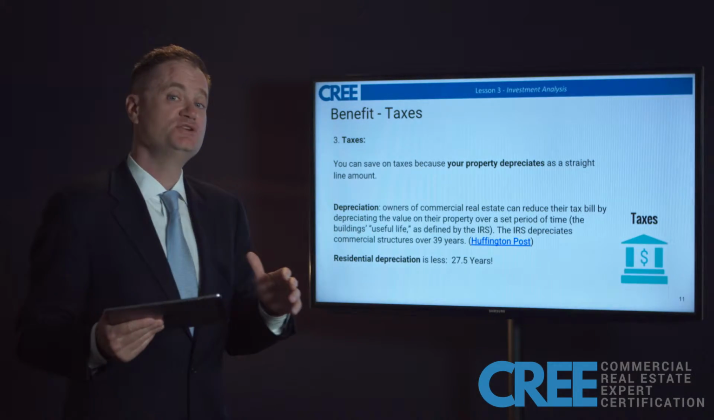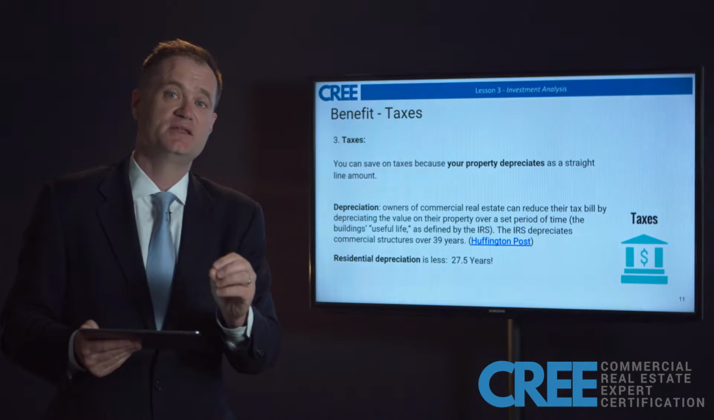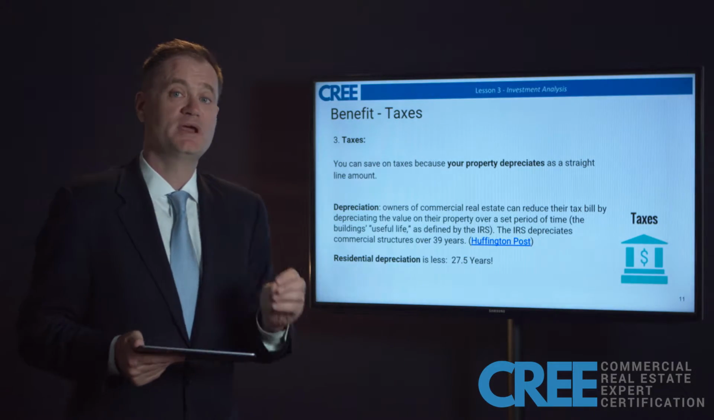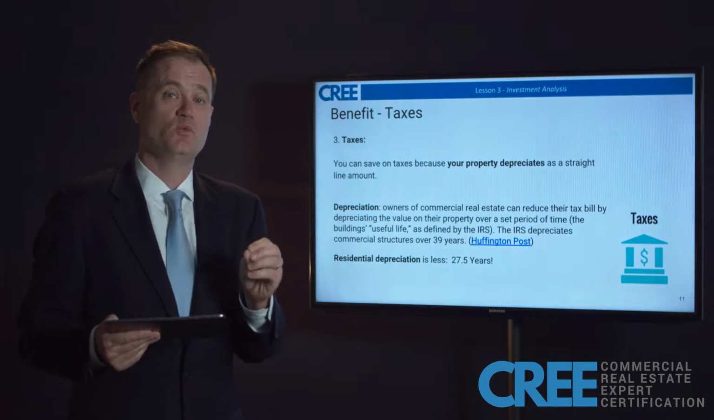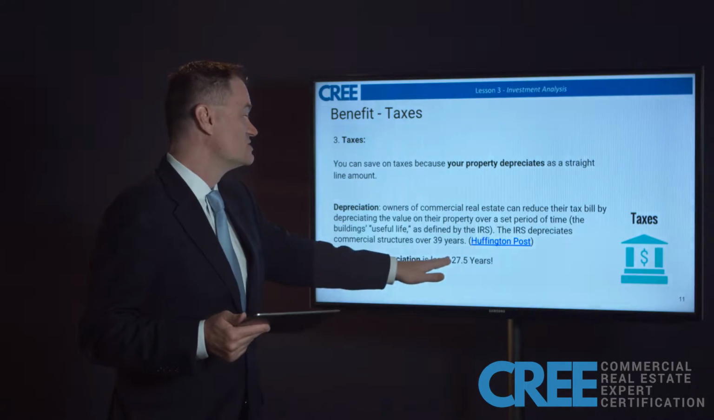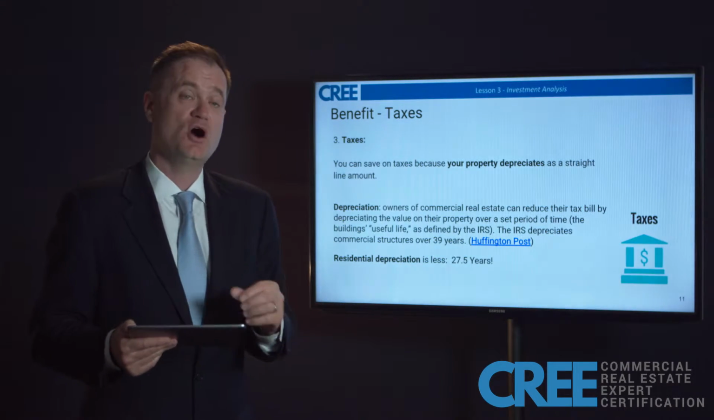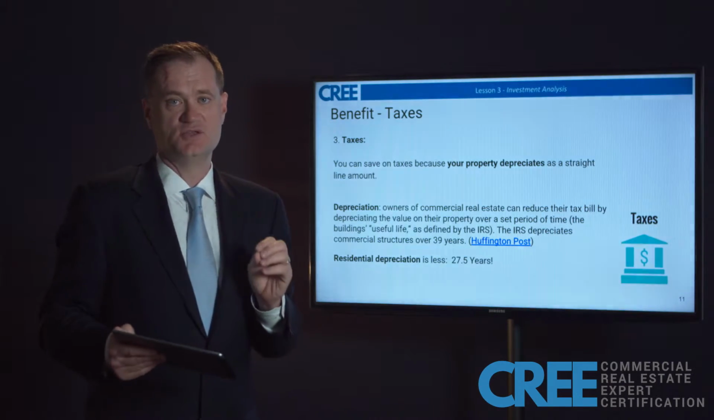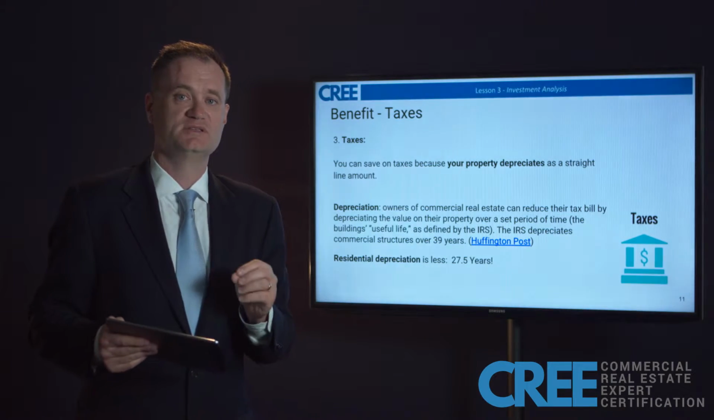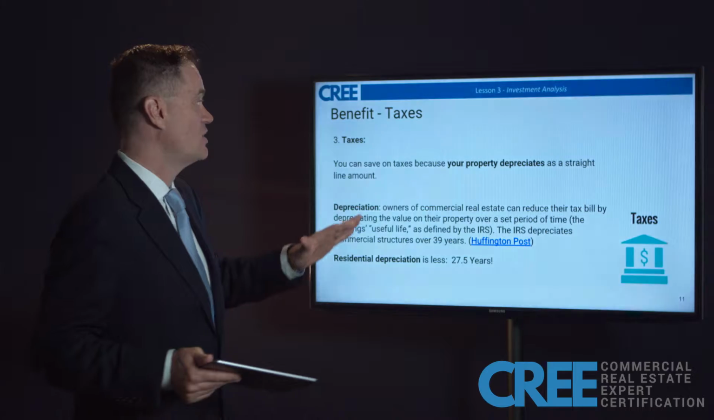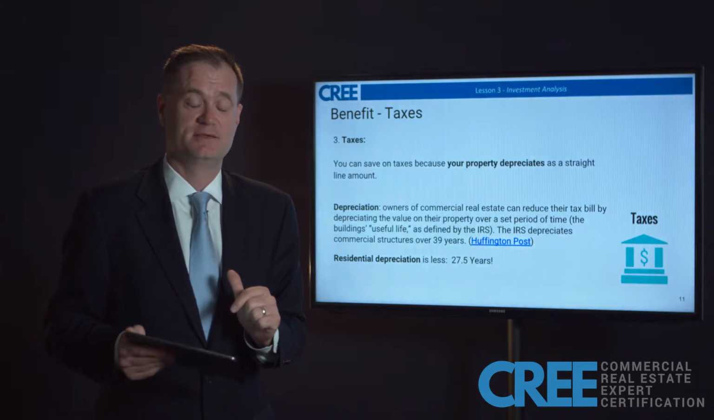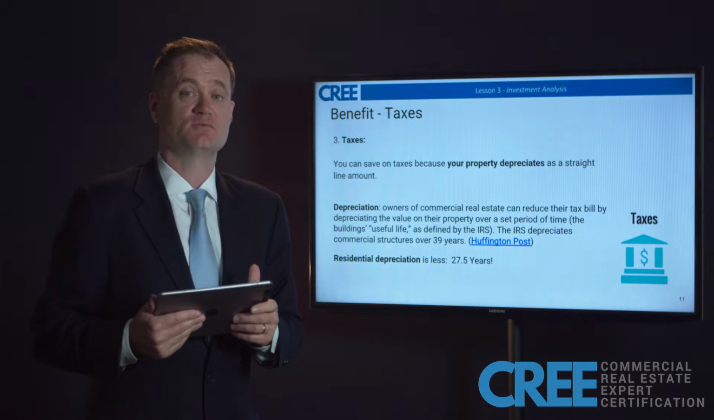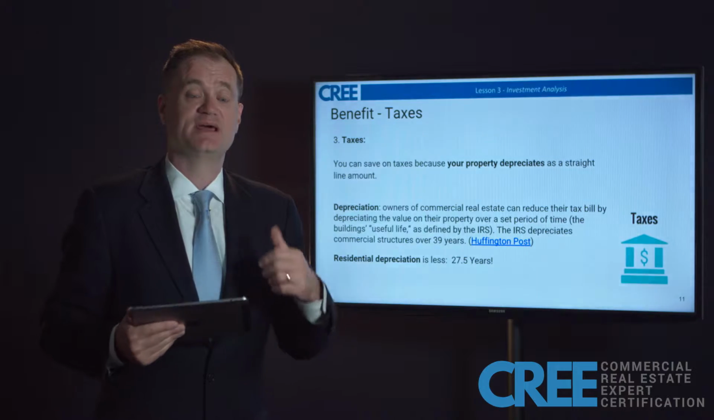And we depreciate commercial structures over 39 years. Now, in the case of Knox Street, we're going to get the residential depreciation amount, which is 27 and a half years. So again, a little bit faster on a straight line depreciation. There are several different ways that you can depreciate your real estate investment asset. This is the most common, the straight line depreciation method. There are other more aggressive ways of depreciating your investment real estate, and that will accelerate that.